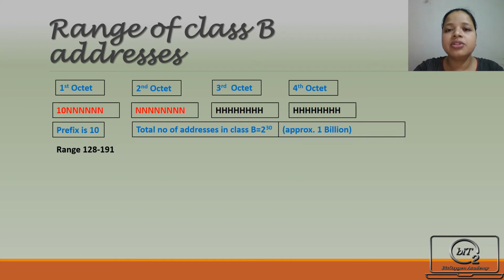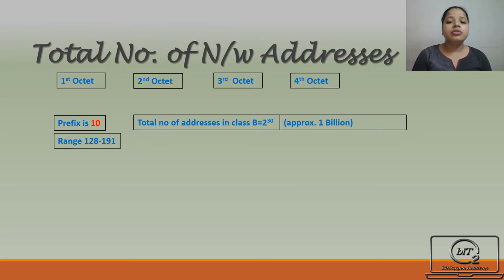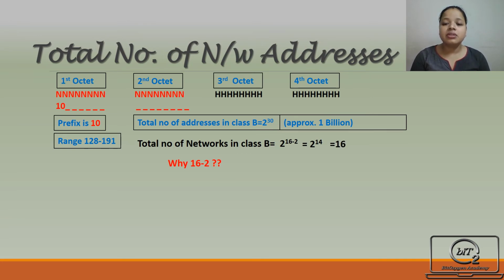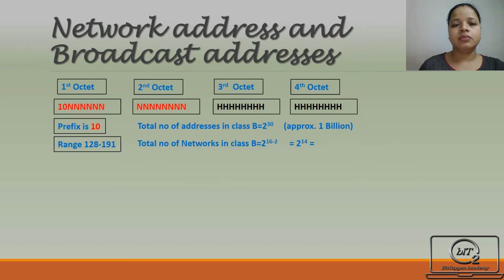So we can say an IP is of Class B when its first two bits are 10 or first octet's value is between 128 to 191. So total number of network addresses in Class B is equal to 2 to the power 16 minus 2, which is equal to 2 to the power 14. Why 16 minus 2? Since in each octet we have 8 bits. So the 16 is for the 16 bits of two consecutive starting octets, and since we reserved 2 bits as prefix, so minus 2 is for the reserved bits. So we have 2 to the power 14, which is equal to 16,384 network addresses.